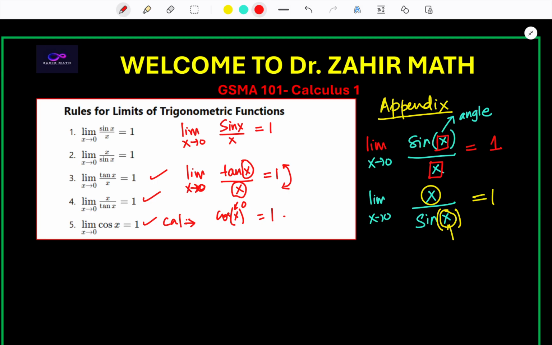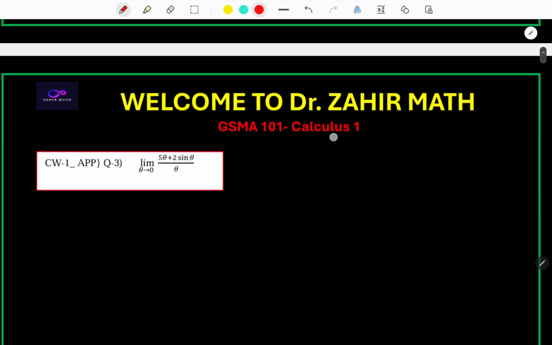Let me repeat again. The first rule is limit x tends to 0, sine x over x and x over sine x, both are equal to 1. These two rules are the same. Similarly, limit x tends to 0, tan x over x and x over tan x is also equal to 1. This is also just one rule and then flipping. Then limit x tends to 0, cosine x. For this one, there is no divide by x. Keep in your mind, for cosine, just cosine x only, which is equal to 1. Let's go to the first question.